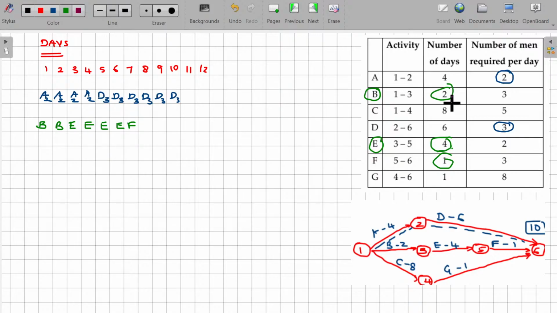For B, 3 employees are needed. For E, I need 2 employees. For F, I need 3 employees. Then let me go for the next option, C. Activity C, 1 to 4, number of days being 8 days. So C is going to be operated for 8 days. After that, G will be operated. For C, 5 employees are needed.